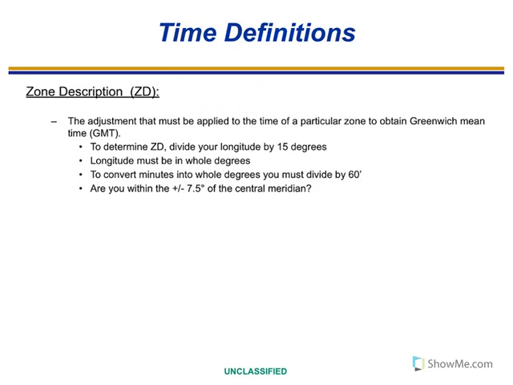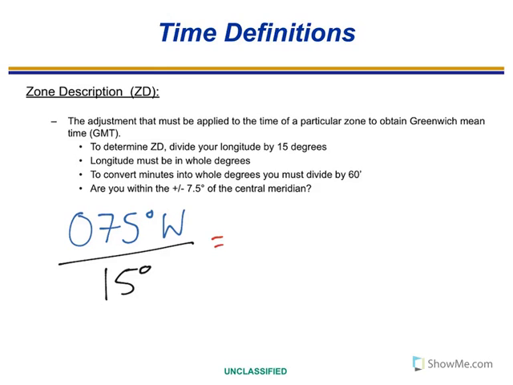To determine your zone descriptor, you take your longitude and you divide by 15 degrees, because each time zone is made up of 15 degrees of longitude. So let's say our longitude is 75 degrees west. We'll plug that into our calculator, divide it by 15 degrees, because there are 15 degrees in every time zone, and we get 5. So that's the number of the zone descriptor. The next thing we need to get is whether it's plus or minus, and we get that from either east or west. We're in the Western Hemisphere, so it'll always be plus. Now, that's an easy example.